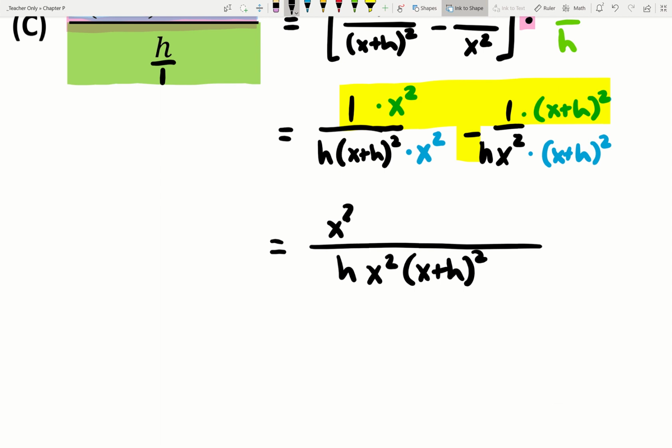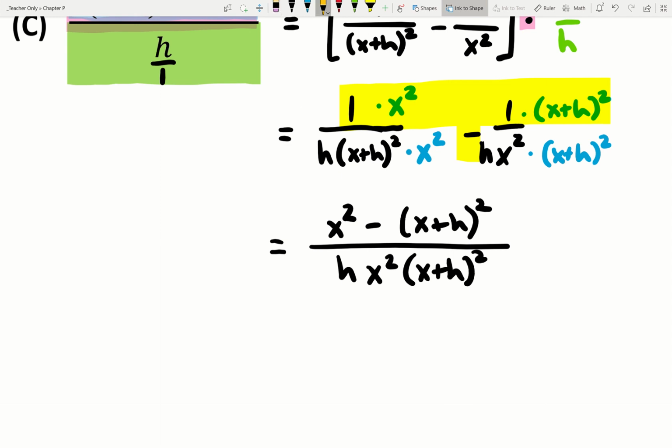That's just going to be x squared. And then minus 1 times x plus h squared. Well, that's just going to be x plus h squared. All right, and so now we're cooking with fire here. We have this condensed into a single fraction, and so the only thing left to do is to simplify as much as possible, okay?